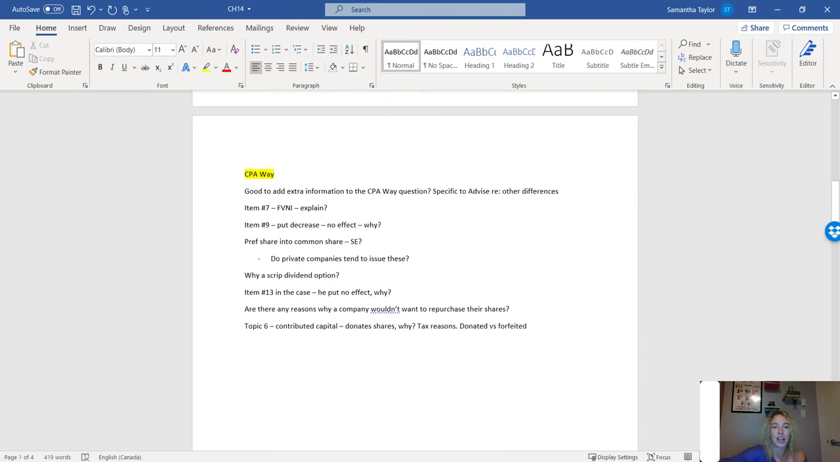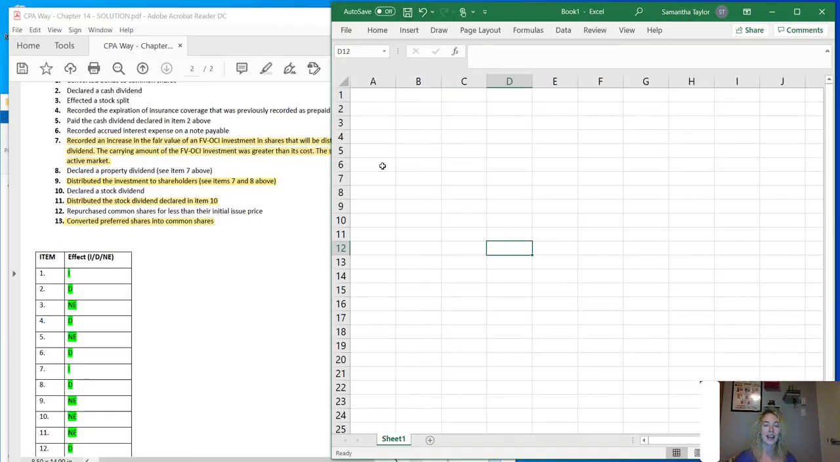So now I want to go on to the CPA way. The CPA way questions on the side, the highlighted ones are the ones that people requested that I answer. So let's look at number 7 first.